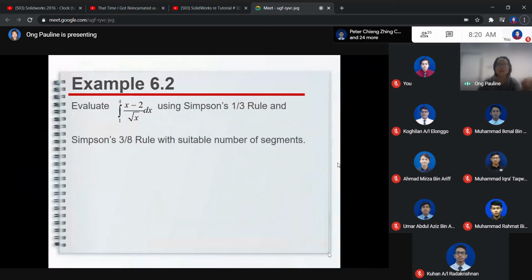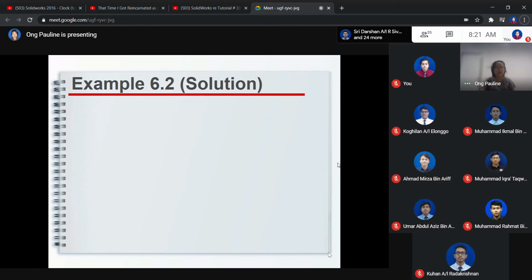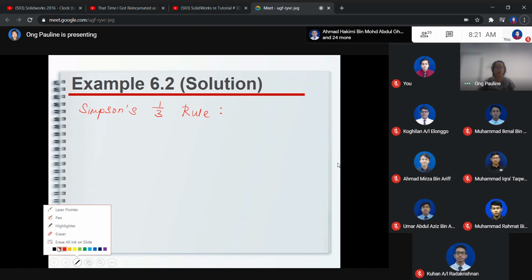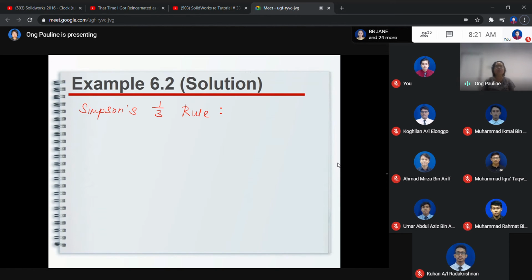Okay, so now let us solve this question. We solve this by using Simpson's 1/3 rule first. Bear in mind the n that you need to choose must be a multiple of 2. So you can have 4, 6, 8, 10, 12, 14, and so on.